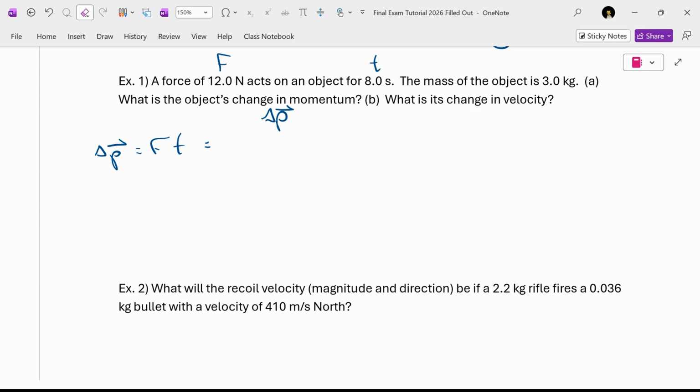Yeah, make sure you see where it is on your formula sheet, right? It's that middle one that had 3 equations in one that we said, really, it was a nice shortcut. It's going to be 12 times 8, which is 96. Double check me.